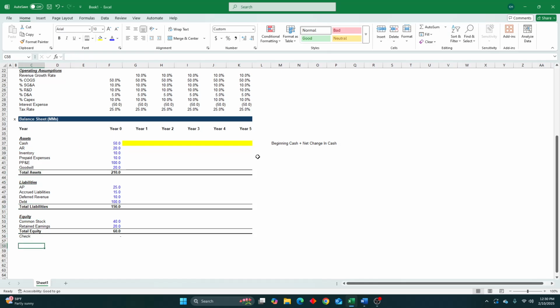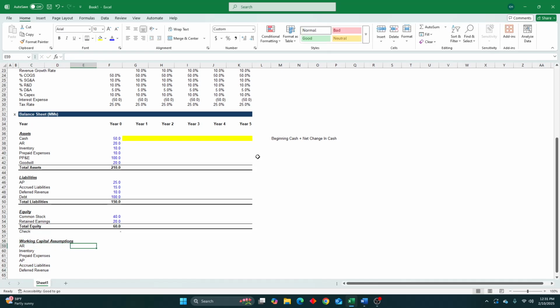For our working capital line items, we're going to put down here, I'll call this our working capital assumptions. So we'll start with our AR, we have our inventory, we have our prepaid expenses, then we'll have our AP, our accrued liabilities, and then our deferred revenue. So these are all of our working capital line items, and I'll talk through really quick how we're going to project each of them out.